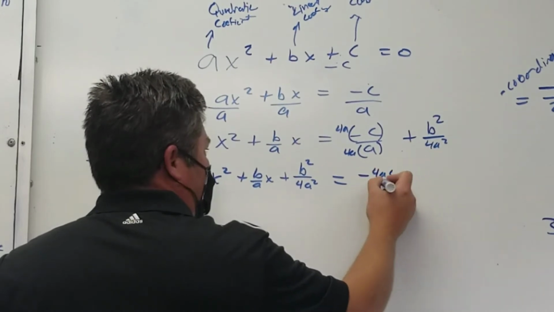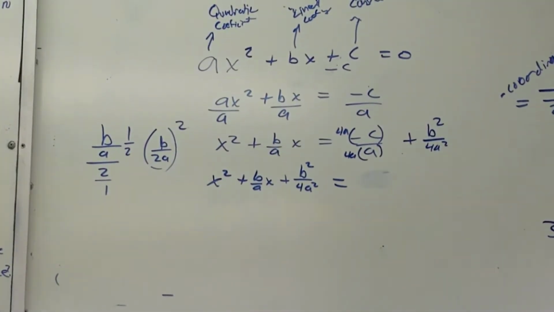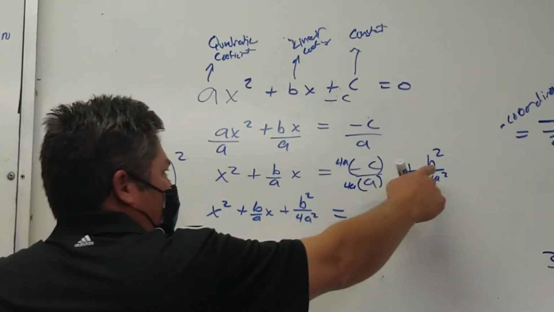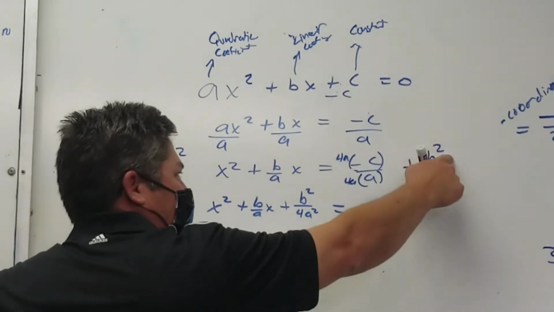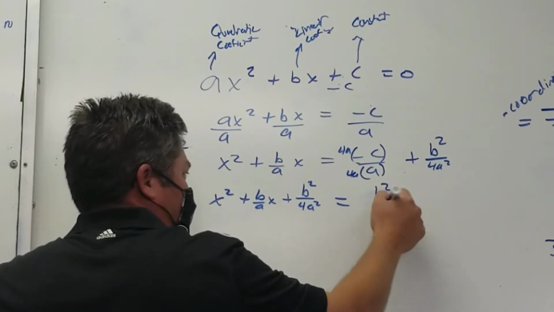Minus 4ac. I'm going to write the b squared first. Is that okay with everybody? I'm going to put the square first. Because now do I have a common denominator? Yeah, so I can write this one or this one first. It doesn't matter. I can write that term first or this term first. But I'm going to put the b squared first because I want the square first.